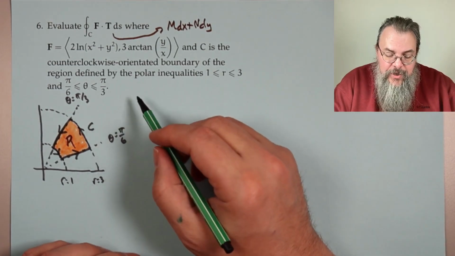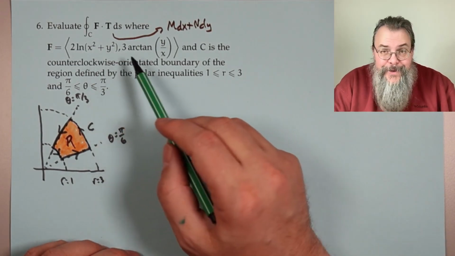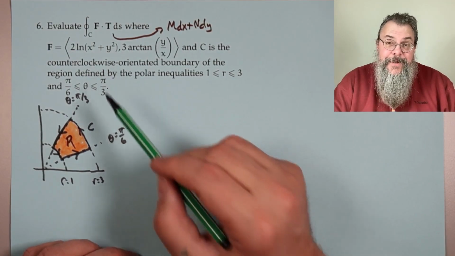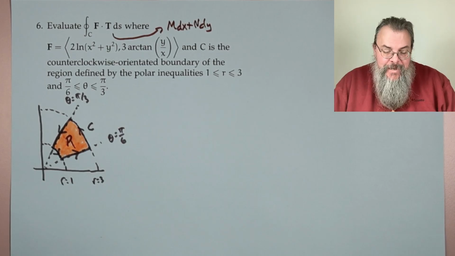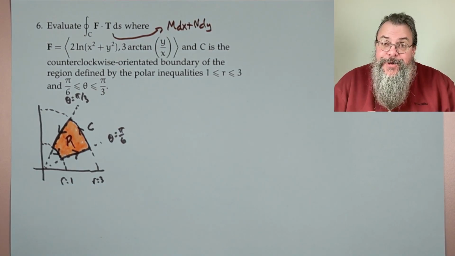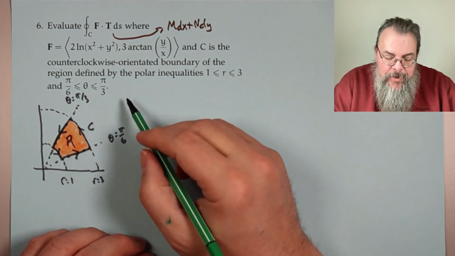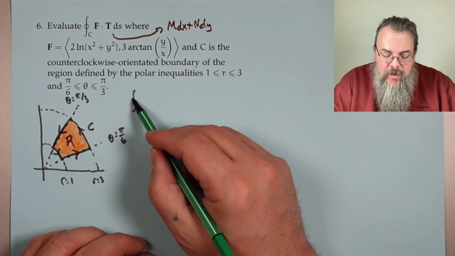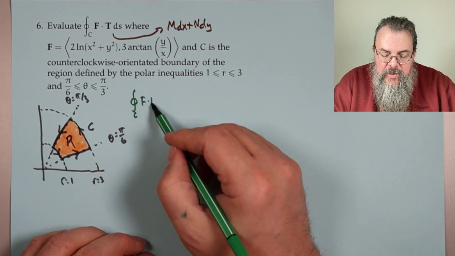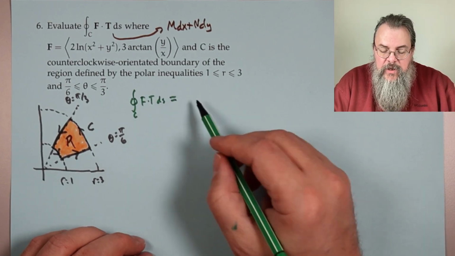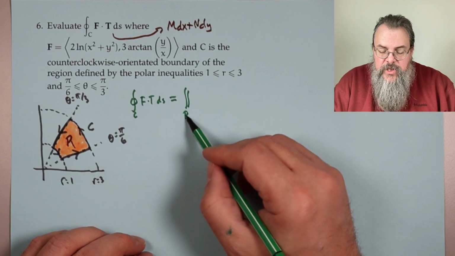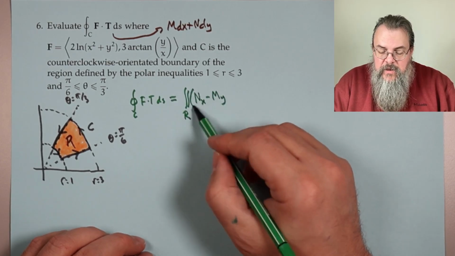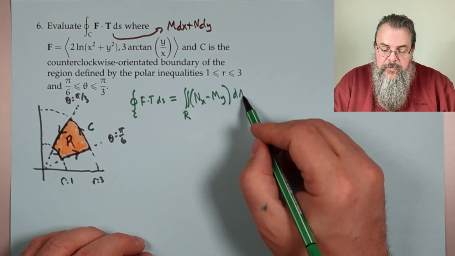Okay, so let's work this out. According to Green's theorem, because I do not feel like integrating log of x squared plus y squared, that's not really my jam today, if I may use the term. So what can we do? Well, we'll say that the integral around the curve of F dot T ds is equal to the integral over our region of N sub x minus M sub y. Okay, so we're in proper Green's theorem. Don't forget the dA term.